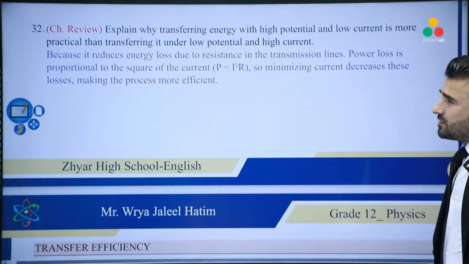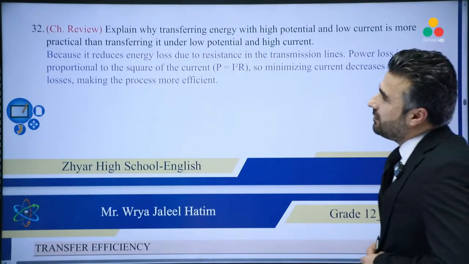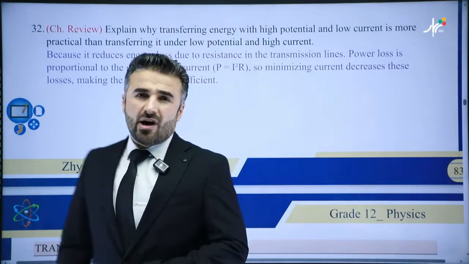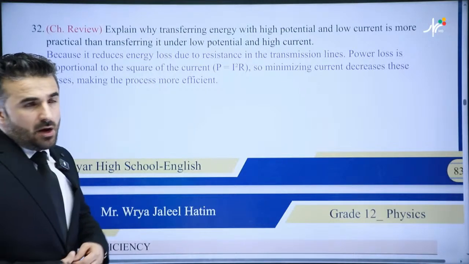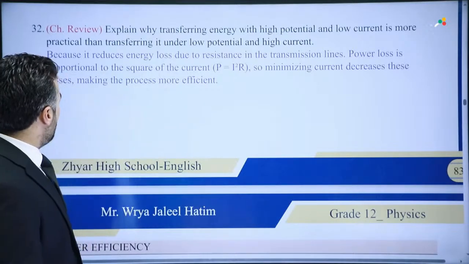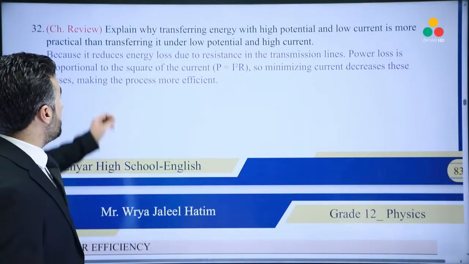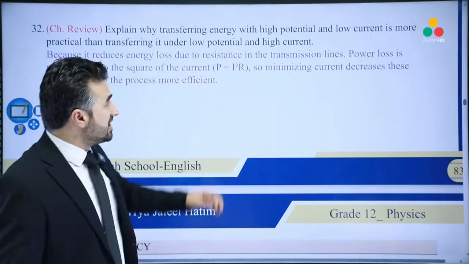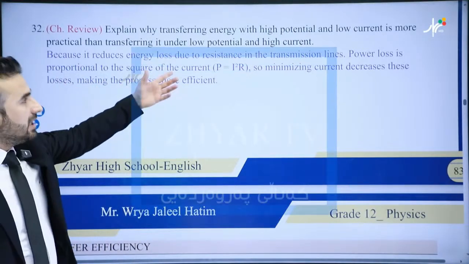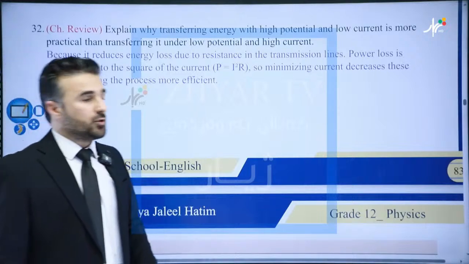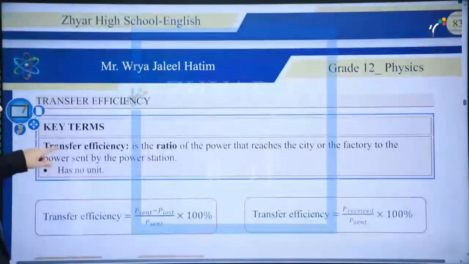Okay, now we have another question. It says, explain why transferring energy with high potential and low current is more practical than transferring it under low potential and high current. Okay, so we've mentioned this a lot. If you use a high voltage, that means the current is low. If the current is low, that reduces energy loss due to the resistance in the transmission line. Also, power is proportional to the square of the current as well. So minimizing the current decreases the power loss, and of course, makes the process more efficient.